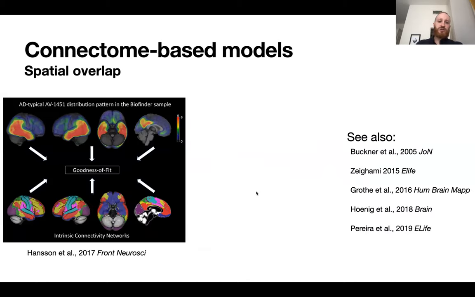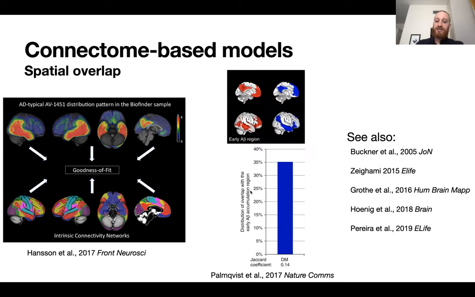Some of these early papers just looked at spatial overlap, like the Seeley paper. This became much more useful when we had PET tracers, specifically for amyloid and tau in Alzheimer's disease, where we could just look at the spatial overlap between the pathological distribution and connectivity networks. Here's, for example, a nice paper from Sebastian Palmqvist and colleagues, where they found that the earliest areas of A-beta deposition were spatially overlapping with the default mode network.